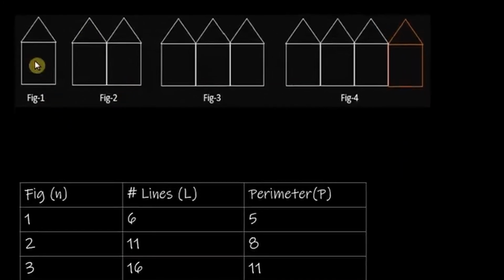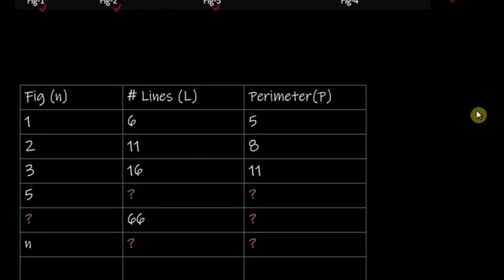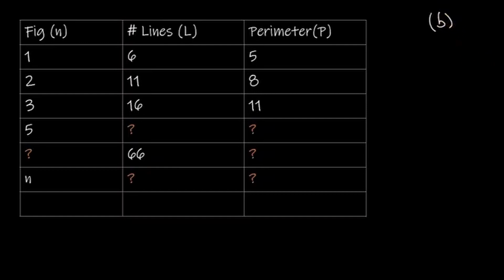So as usual, the first 3 figures, figures 1, 2, and 3, are given, and we are asked to reproduce the 4th figure, which is shown here. A simple reproduction, nothing too magical about this one. So that's the first part of the exercise. Part B of the exercise is to examine this table carefully and study the pattern and then answer the questions. All the questions are shown with a question mark.